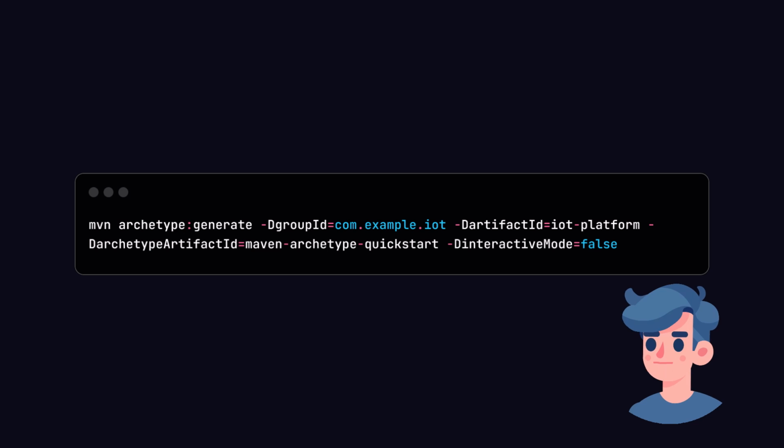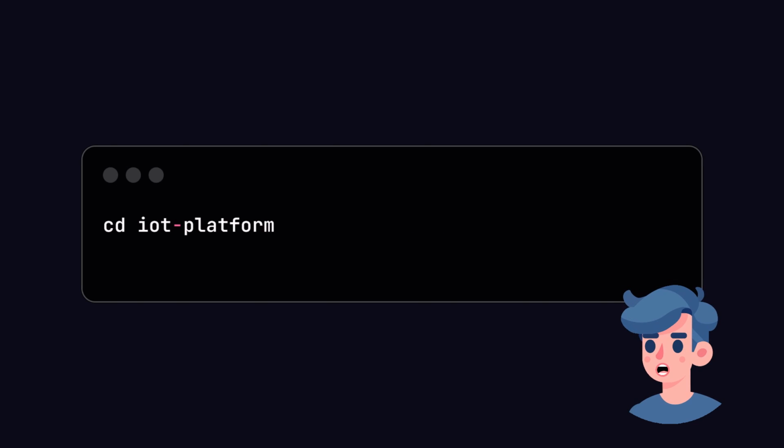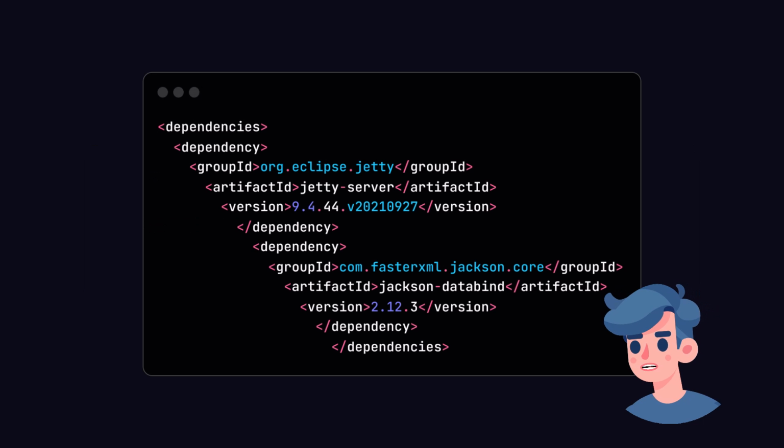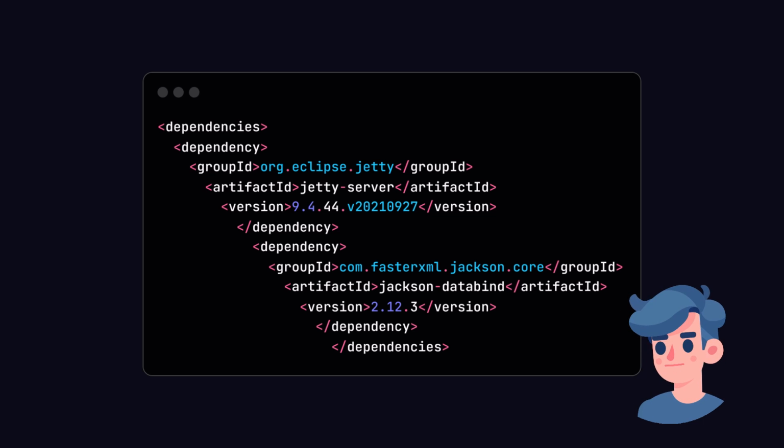Open your terminal and execute the following command. This command initializes a new Maven project for us. Let's move into the project directory. Now, let's modify the pom.xml file to include the necessary dependencies for working with IoT. We will add libraries for HTTP server functionality and JSON handling.